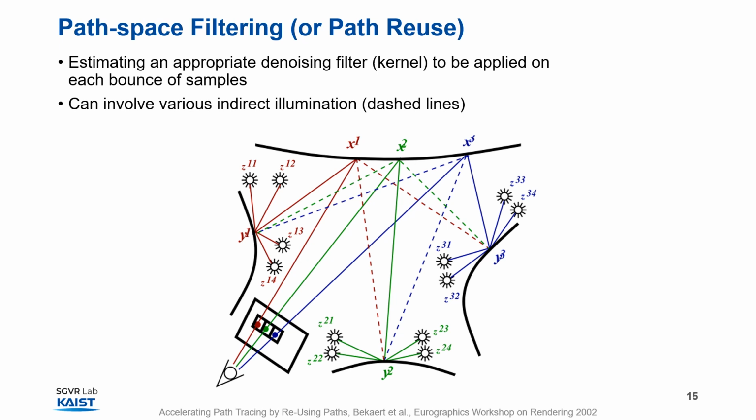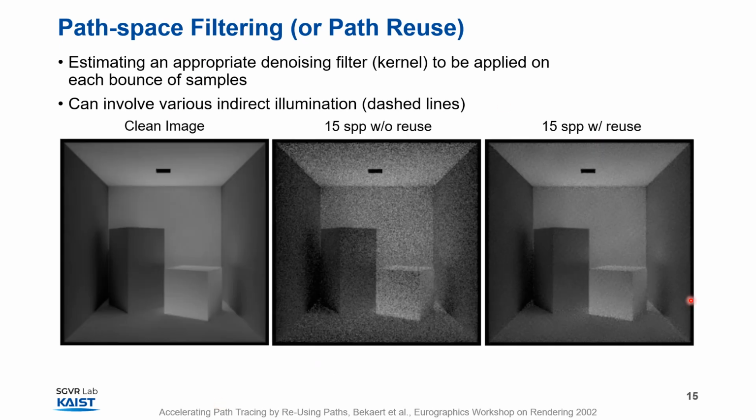The path space filtering can easily cope with indirect lighting, as we can see from the various combinations of light paths. And this also leads to noise reduction, like the figure here.